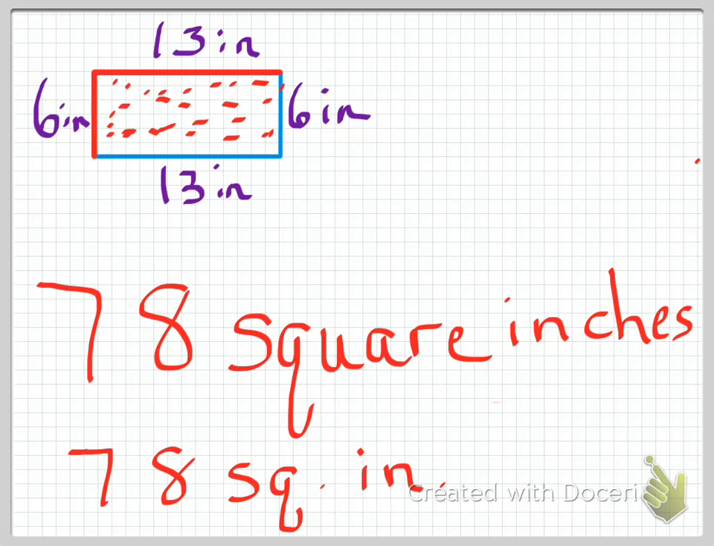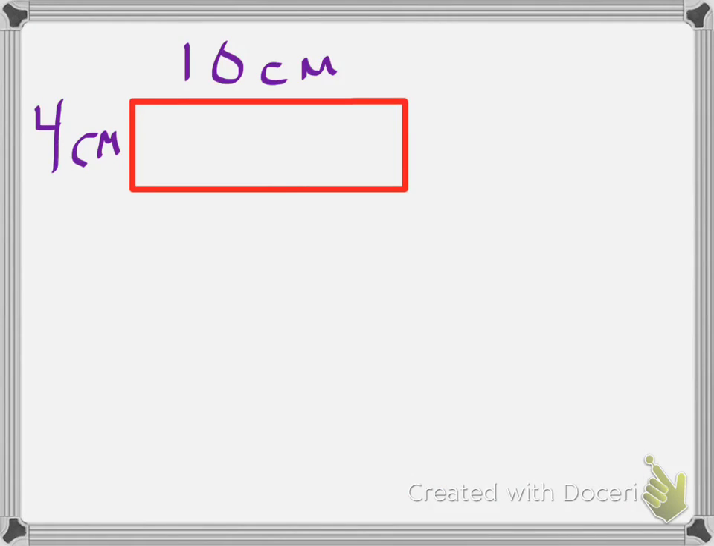All right, let's go ahead and do a practice. Okay, so we have this rectangle, with the length of 4 centimeters and the width of 10 centimeters. Go ahead and figure out what the perimeter and area is of this rectangle. Go ahead and pause me.